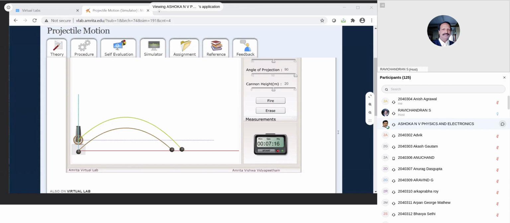You need to calculate error for time. Time is recorded from the timer given in the simulation. I think you can try with your cell phone timer also. You can use a stopwatch. You can check whether that time is matching with this time. It should match.